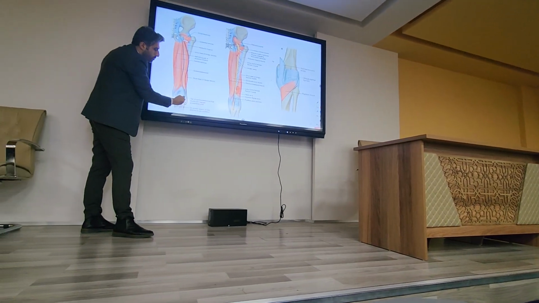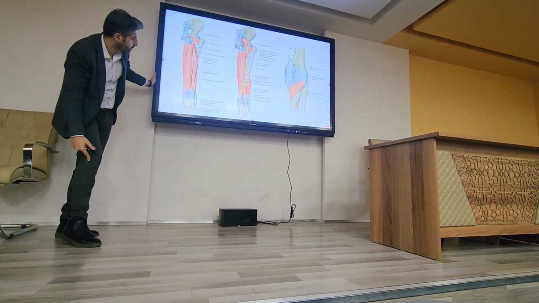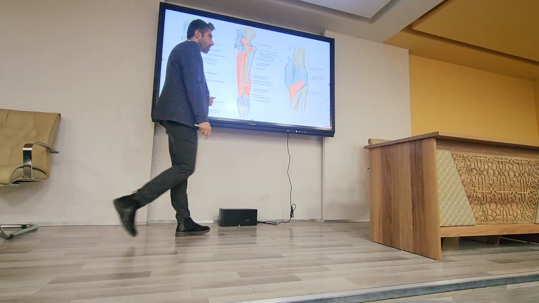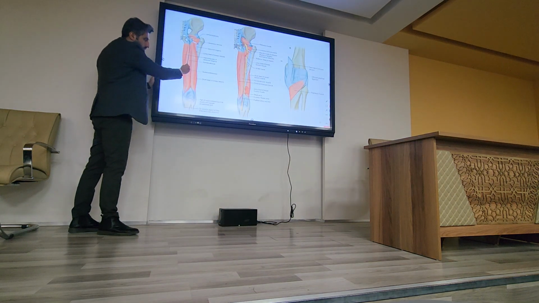It is attached to the head of the fibula. The insertion of the biceps is the head of the fibula. So this muscle is biceps. But the medial muscle is semitendinosus.